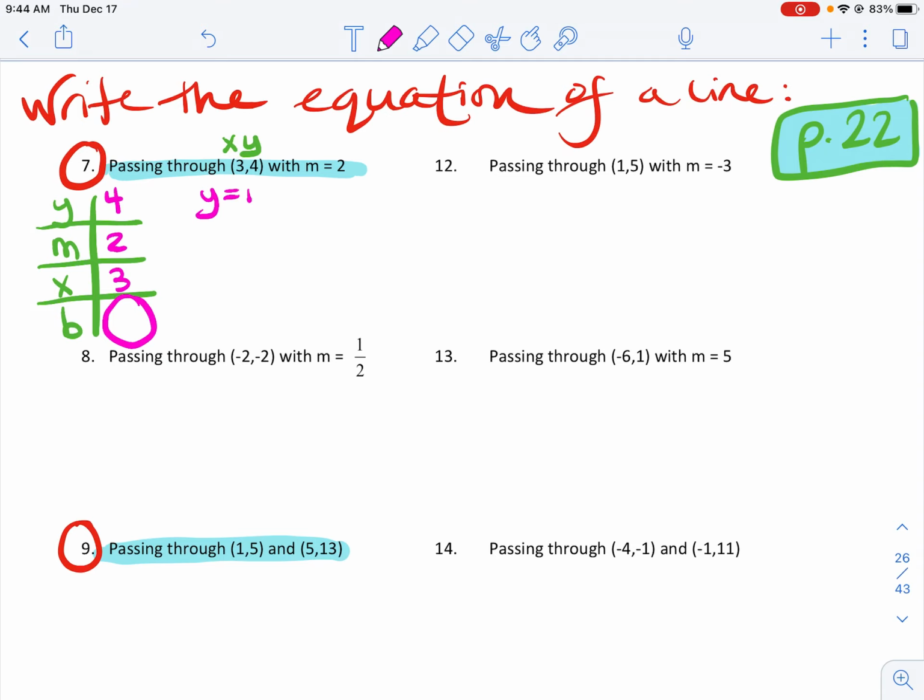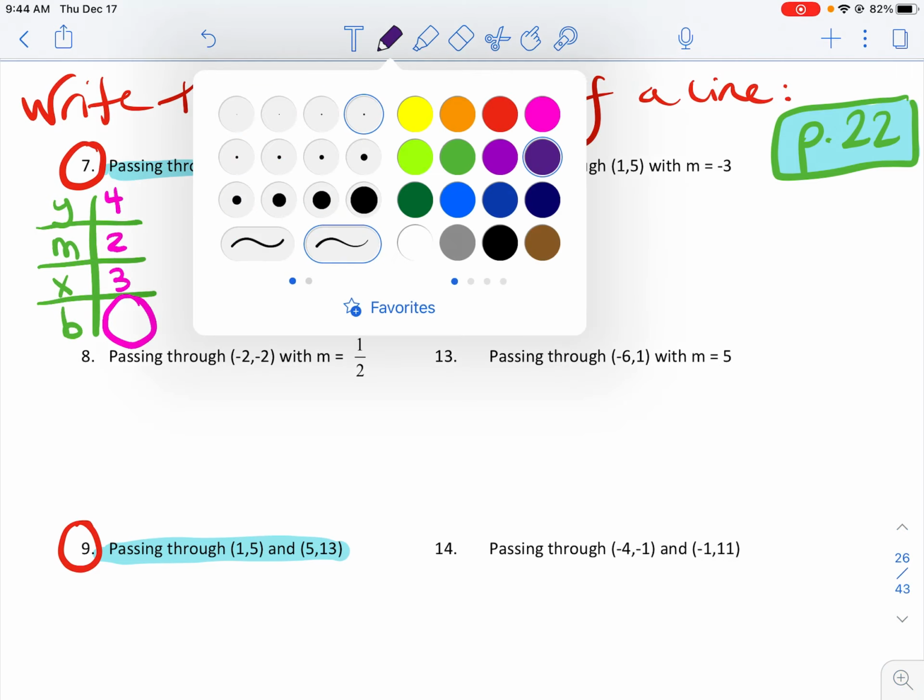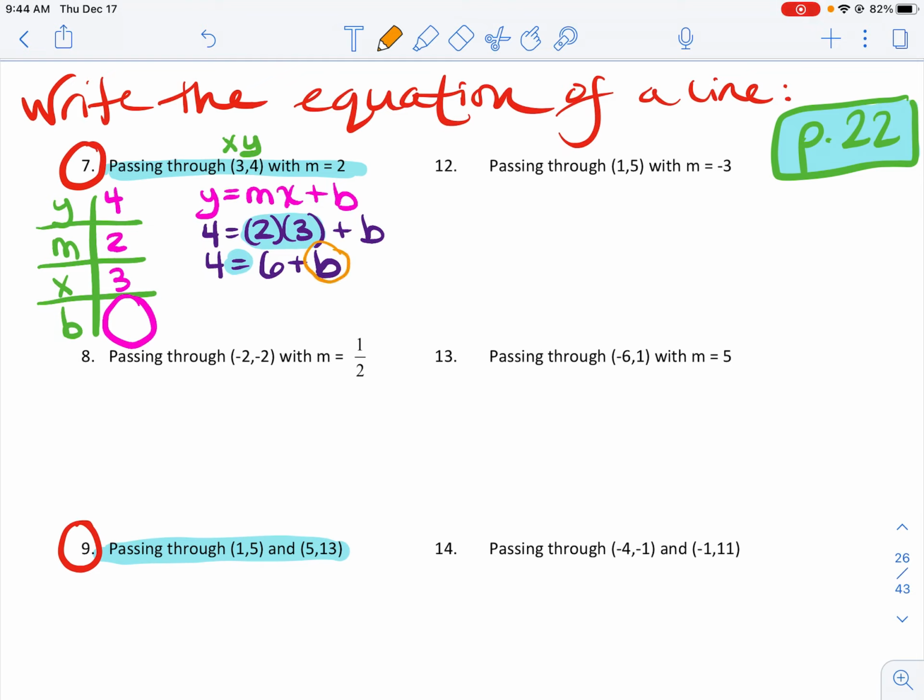So I'm going to substitute into y equals mx plus b. Instead of putting in y, we can put in 4. Instead of putting in m, we can put in 2. And instead of x, we can put in 3. Now, a few things we noticed on the quiz. Make sure you're multiplying the 2 times the 3 first before you start moving things over. And then this is an equation. We have our equal sign here, right? So we have to get b by itself. So I'm going to take away 6 from both sides, and b equals -2.